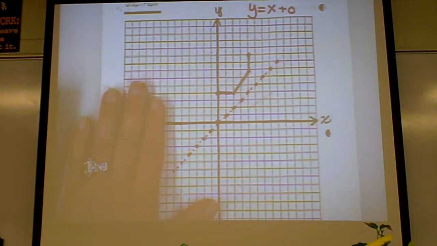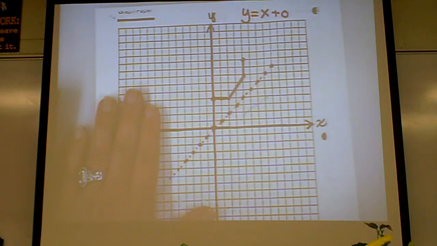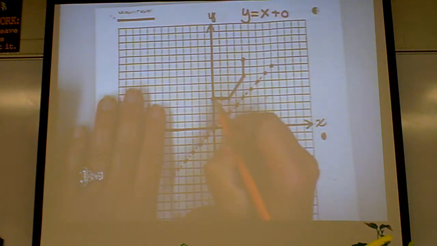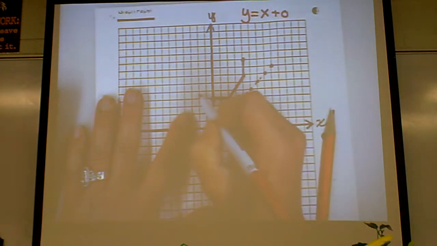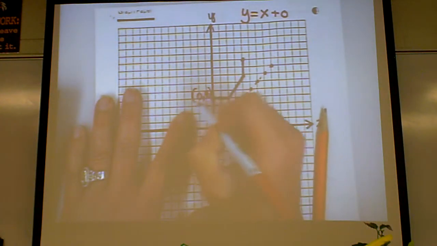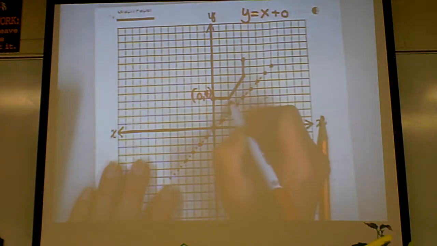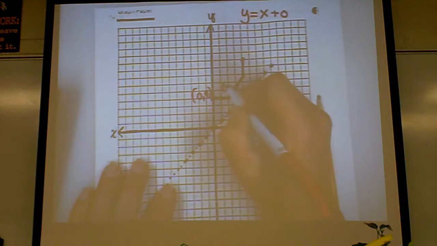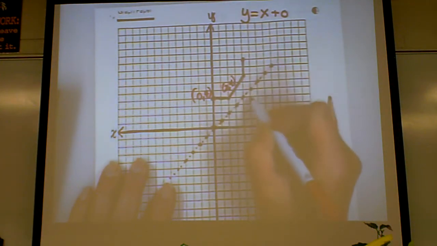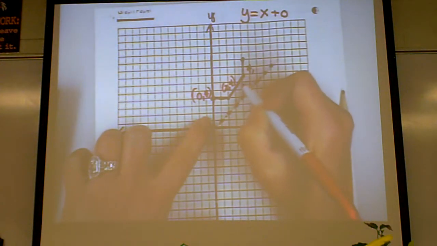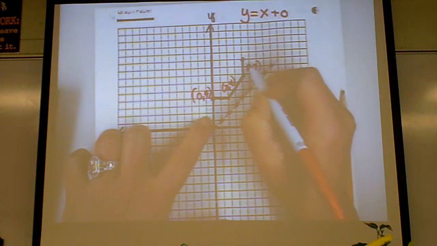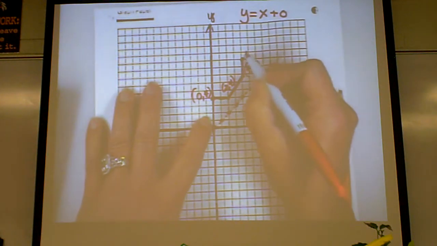What we're gonna do to reflect something over this line is take these ordered pairs and name them. This is 0, 4. This one is 2, 4. And then we have 2, 3, 4, 5, 6, 7. And we're gonna do 4, 9.